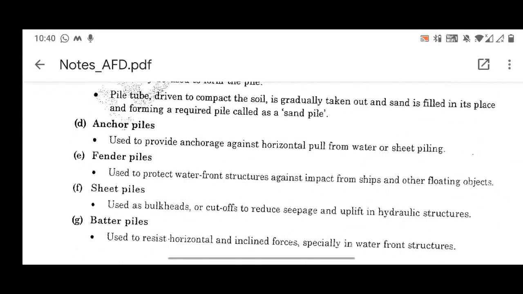Batter piles. Batter piles are basically used to resist horizontal and inclined forces, especially in waterfront structures. Right. So batter piles are basically used to resist the horizontal loads and inclined loads only. For the vertical loads, we'll be having the normal piles that we are using.